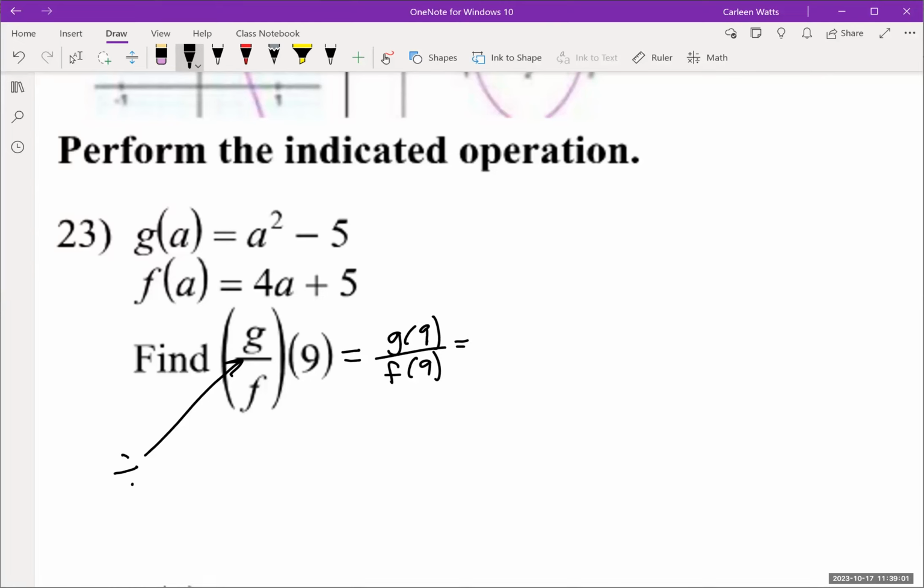Okay, I'm going to plug 9 into G. That's 81 minus 5 is 76. I'll write that out. 81 minus 5 is 76. Okay, F of 9 is 36 plus 5 equals 41. Can I reduce? No, that's done.